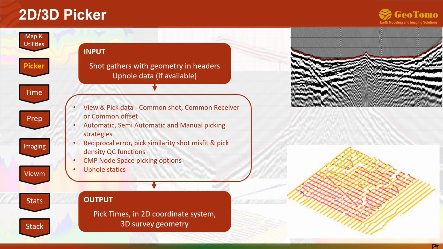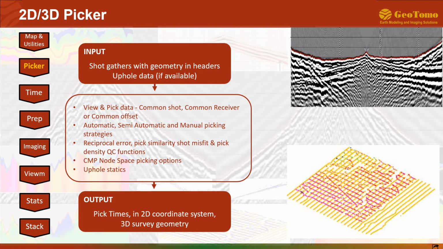The Picker module contains a wide selection of options for picking and QC of first breaks. A constant or variable linear move-out may be applied, and data can be viewed and picked in the common shot, common receiver, or common offset domains. Picking strategy may be influenced by signal-to-noise and first break shapes or source type, and a variety of automatic, semi-automatic, and manual methods are available.